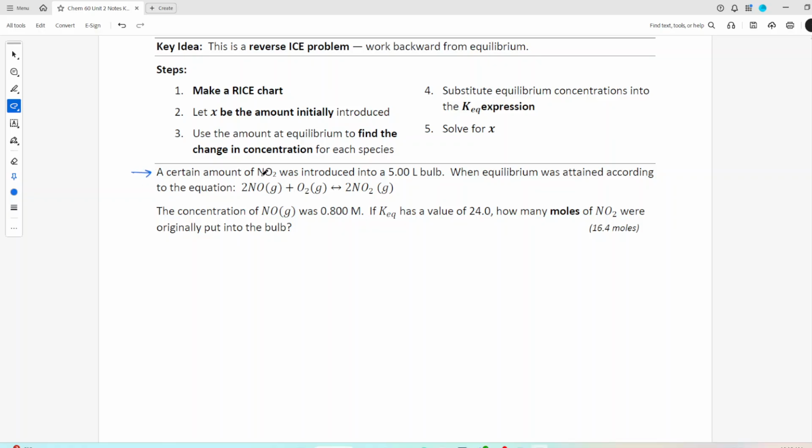A certain amount, question mark, of NO2 was introduced into a 5-liter bulb. When equilibrium was attained, according to this equation, the concentration of NO was 0.8 molar. Make sure you're reading that question completely. If the KEQ has a value of 24, how many moles of NO2 were originally, now here I made a big deal about them saying initially, but originally can be the same word, put into the bulb?